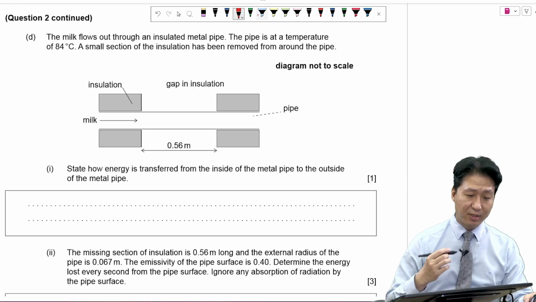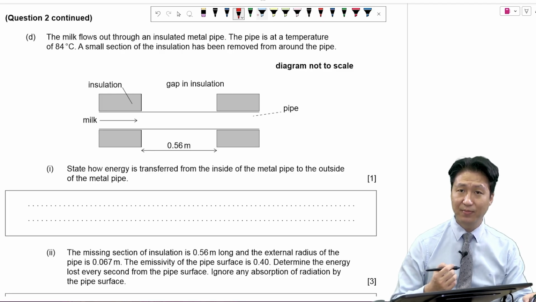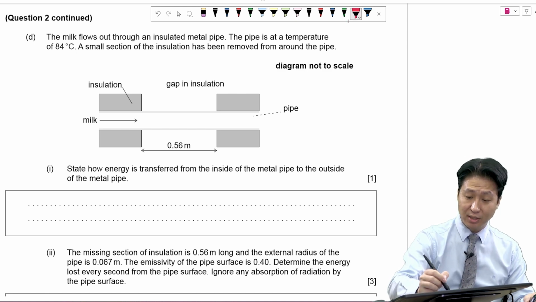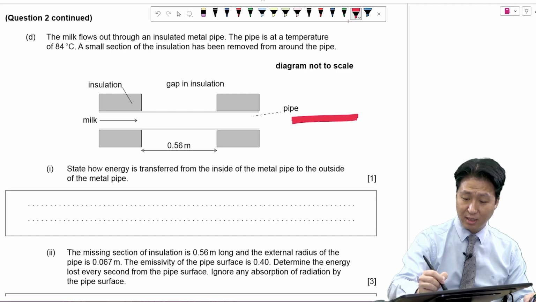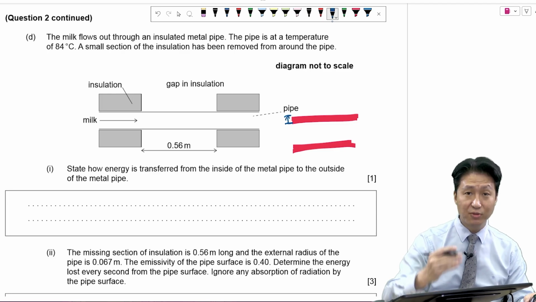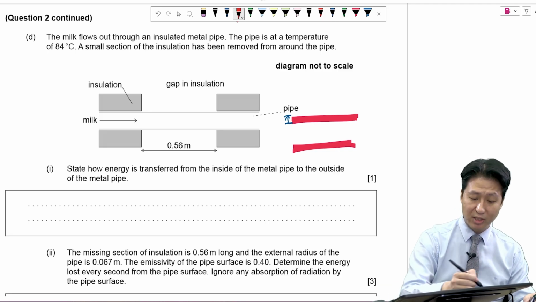For this next part of question 2, part D, it says that the milk flows through an insulated metal pipe. The pipe is at a temperature of 84 degrees Celsius. A small section of the insulation has been removed from around the pipe. Part 1, state how energy is transferred from the inside of the metal pipe to the outside of the metal pipe. Well, if we were to model this, let's say this is the metal pipe. They're actually asking you how it goes from here to here as it moves through the material of the pipe. It's going through a solid, so the only possible answer here is conduction.